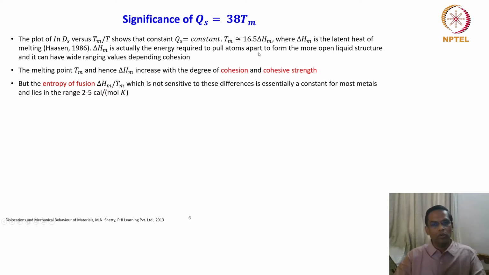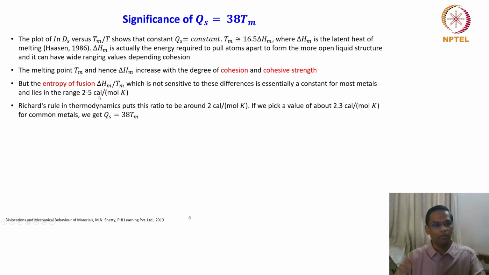So we are now trying to justify how we relate this activation energy to this value, and it has some thermodynamic basis. Richard's rule in thermodynamics puts this ratio at around 2 calories per Kelvin per mole, and if we pick a value of about 2.3 calories per mole per Kelvin for common metals, we get QS equal to 38 Tm. So this is the basis of getting QS from this thermodynamic consideration, just to give an idea how we get the activation energy for self-diffusion in pure metals.